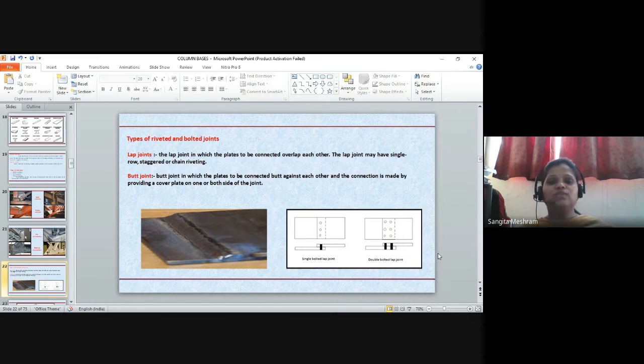And second joint, we know that butt joint. So butt joints are joints in which the plates are in front of each other. In case of butt joint, we have to provide the cover plate. Okay, because if we have to connect the butt joint, we require the cover plate.